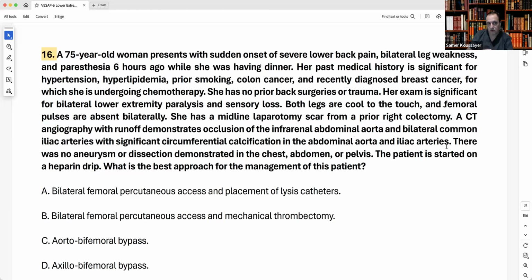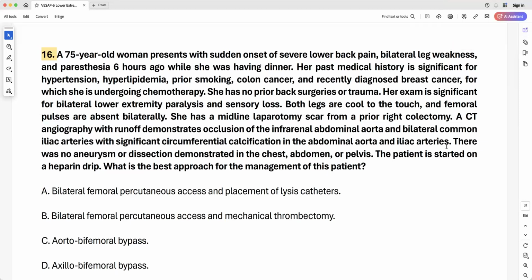So 75 years old, all these issues, you want to get him off the table as soon as possible. You just do the axillobifemoral bypass, right? Yes. So this will be his best option.